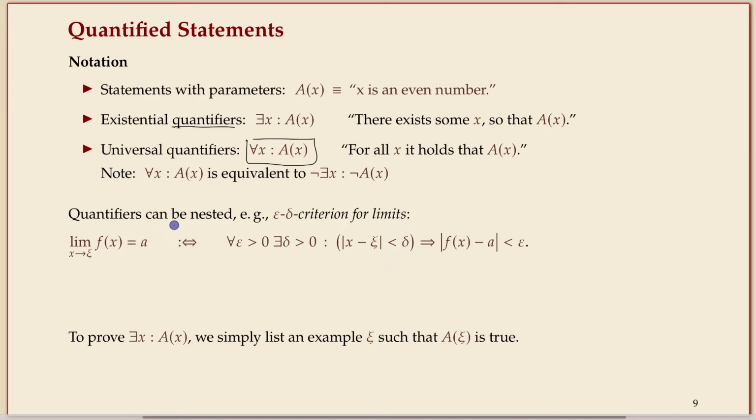Now the tricky bit is when we start to nest things. You can have statements that have not just a dependence on one variable x, but on 5 or as many as you wish. And that's where things get really powerful, but also a little complicated. And we have to be careful about the order of the quantifiers.